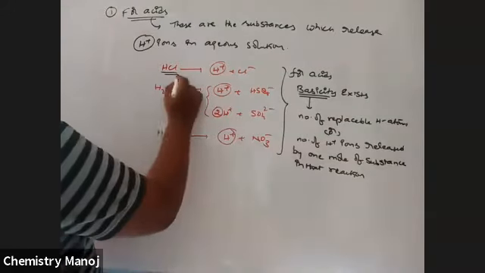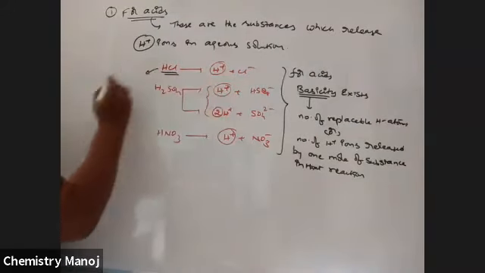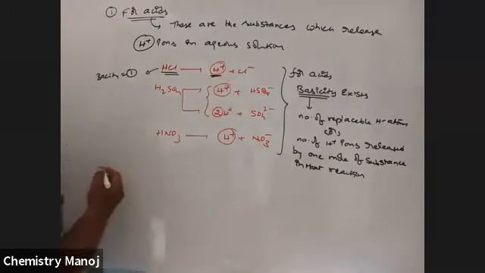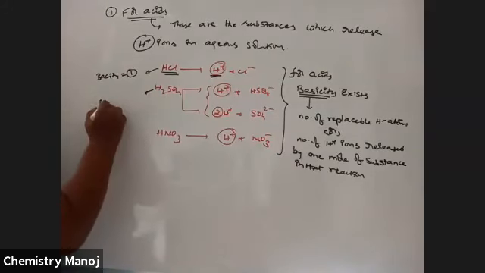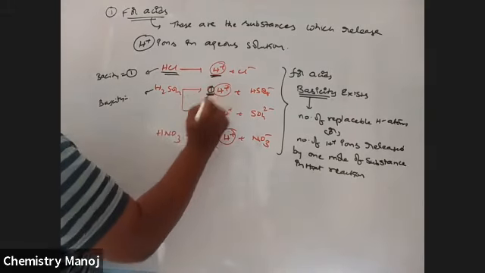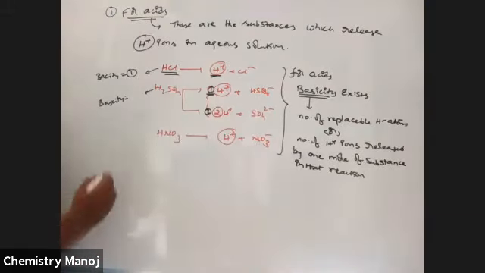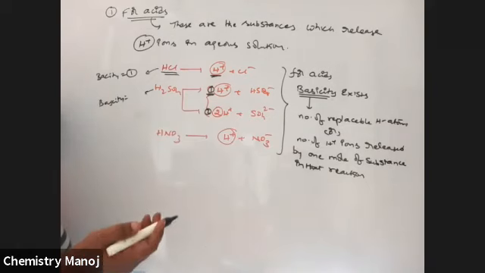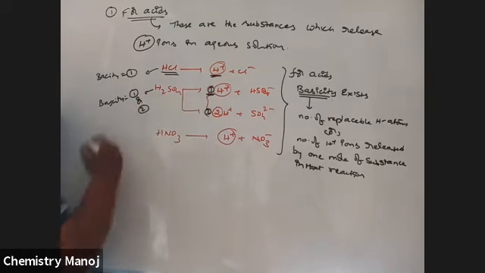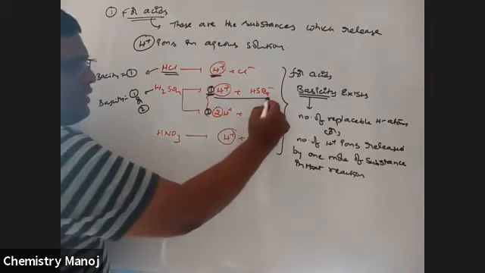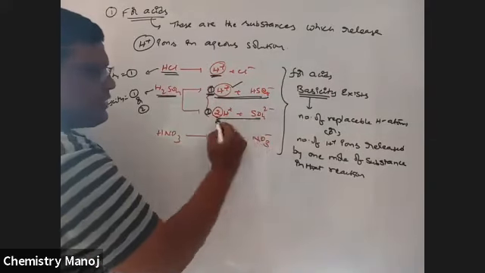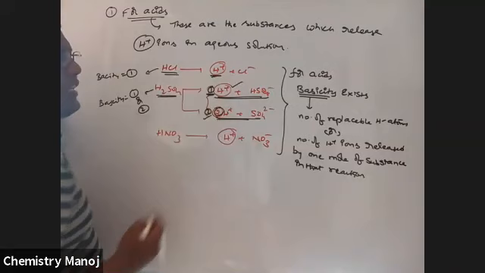Here for HCl, basicity is equal to 1. Only one H plus ion is released. For H2SO4, in this case it is 1, in this case it is 2. That means the basicity of an acid may not be fixed. So for H2SO4, it is either 1 or 2. If the H2SO4 splits like this, basicity is equal to 1. If H2SO4 splits like this, 2 H plus ions are released, so basicity is 2.